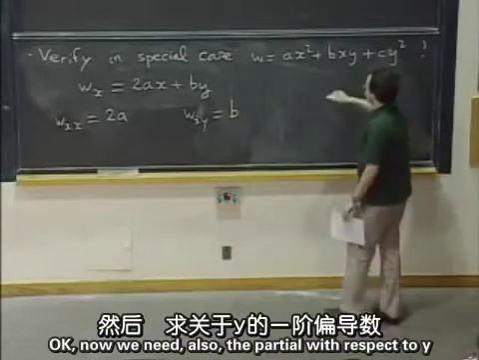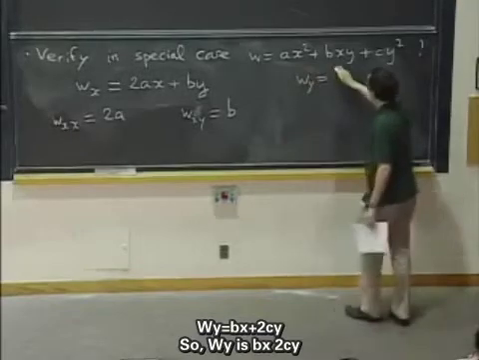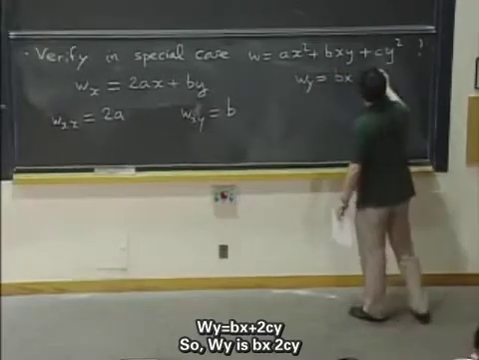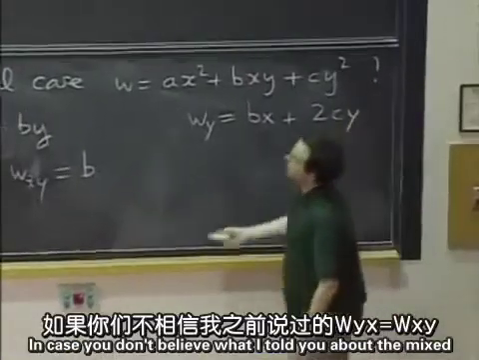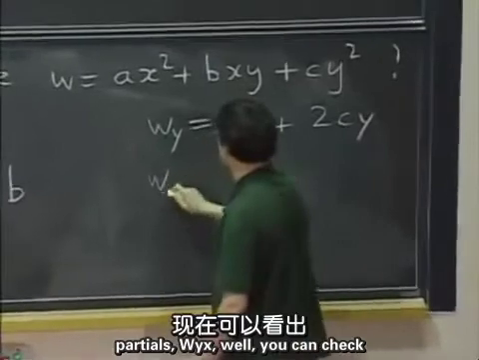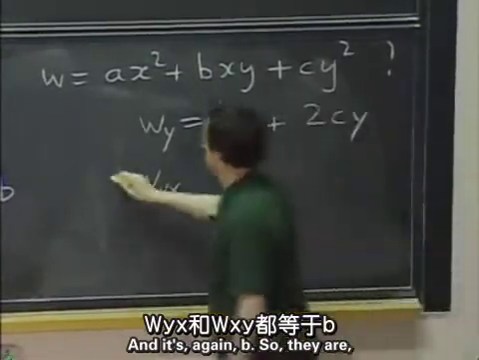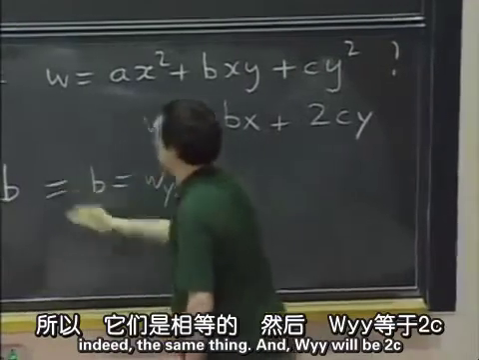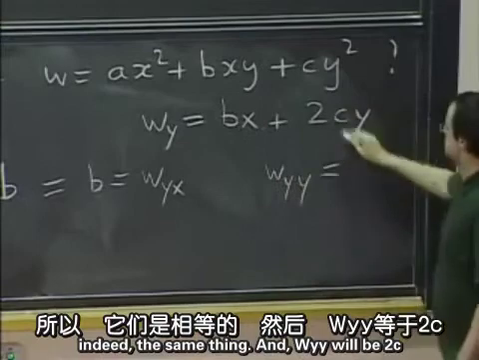Okay, now we need also the partial with respect to y. So w sub y is bx plus 2cy. In case you don't believe what I told you about the mixed partials w sub yx, well, you can check, and it's again b. So they're indeed the same thing. And w sub yy will be 2c.